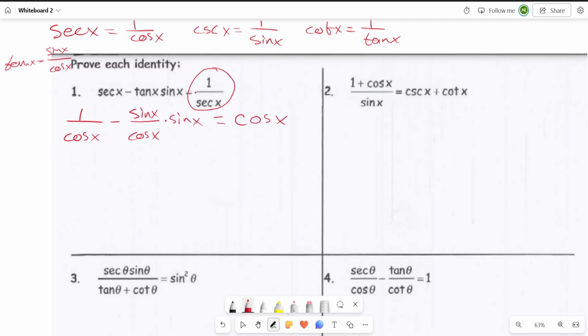Okay, so now I have a fraction subtraction, and I have common denominators, so I can subtract these. So I will have a 1 minus, okay, sine x times sine x is going to be sine squared x, and I will have a common denominator of cosine x. Okay, this should give me a cosine x. How do I move on from here?